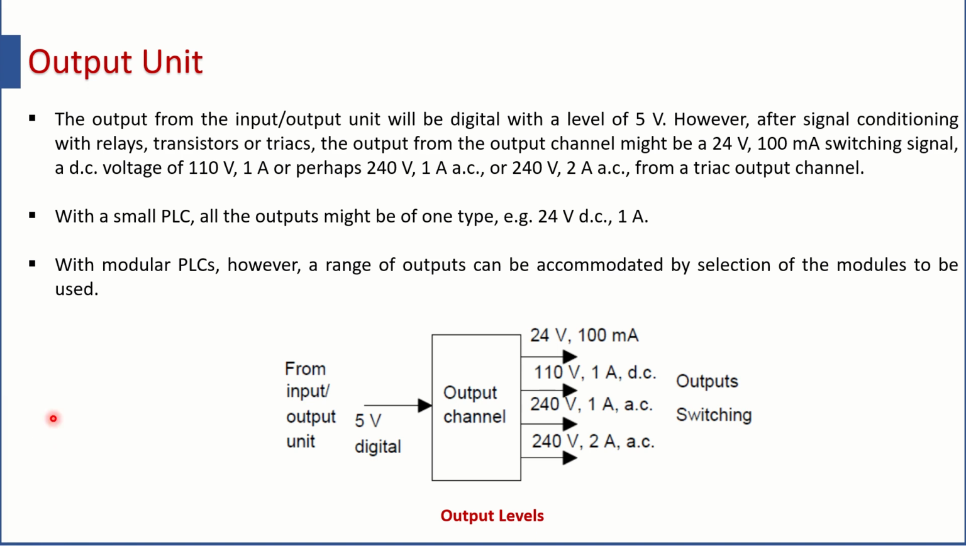Now see here what we can have: the output channel may be a 24 volt 100 milliampere switching signal, right? It can be a DC voltage of 110 volt 1 ampere, or you can have the output 240 volt 1 ampere AC, or you can have 240 volt 2 ampere AC if the output channel is triac enabled. Triac is a particular power semiconductor device. So you can see that this PLC has so many facets.